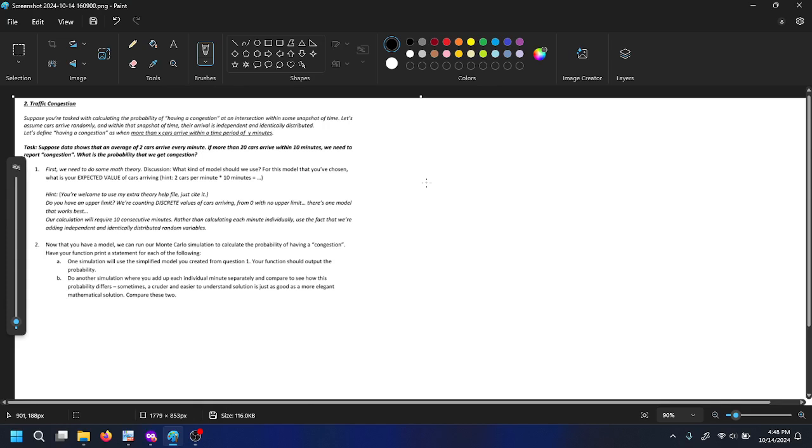We're asked, given the information that an average of 2 cars arrive every minute, that their arrivals are independent, and that the arrivals are identically distributed. If we have more than 20 cars arriving within 10 minutes, we report a congestion. What is the probability that a congestion will occur? And so the first question is, what kind of model should we use? What kind of probability distribution should we use to model this issue?